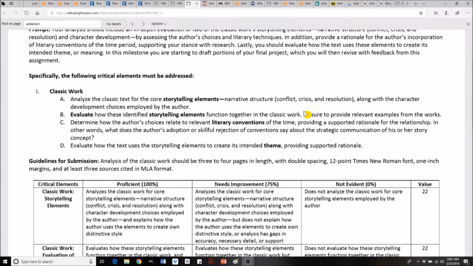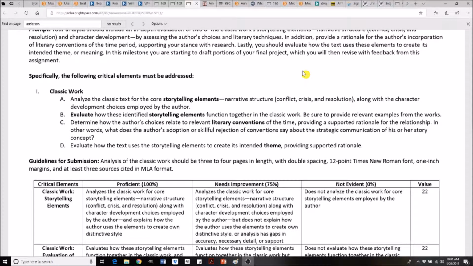And when I say evidence, this could be evidence from the classic work itself, so that would be original resources, or it could be evidence from secondary resources. And then we have evaluate. So evaluate is more of where your own opinion comes into play. Evaluate how these storytelling elements function together in the classic work.